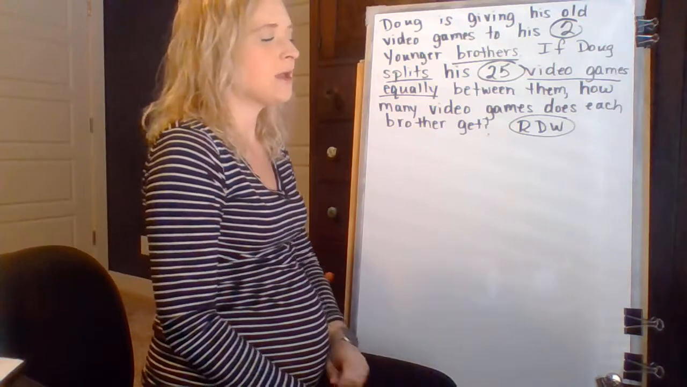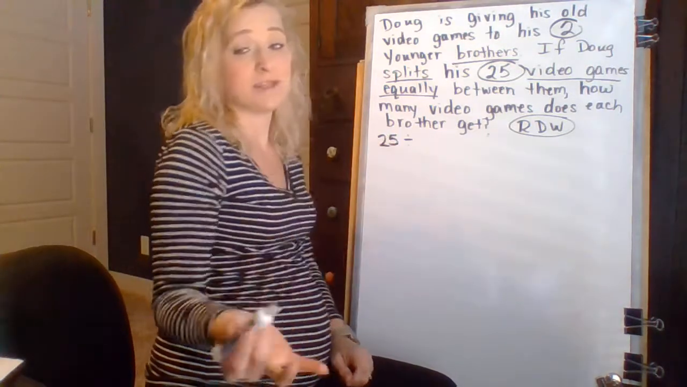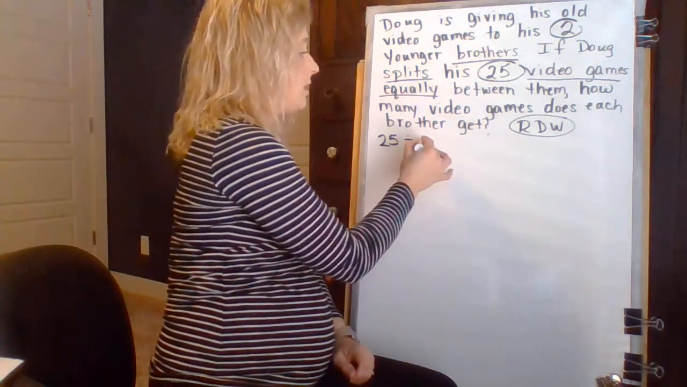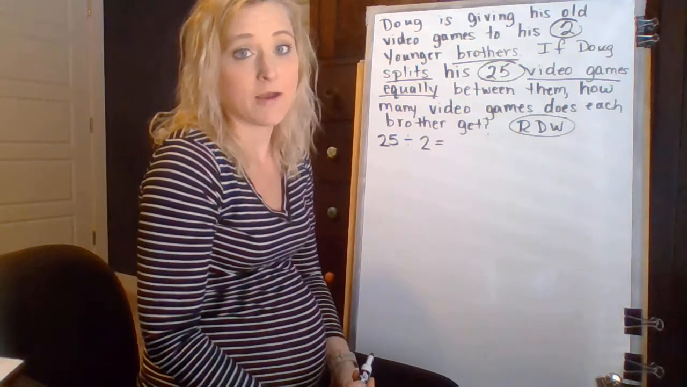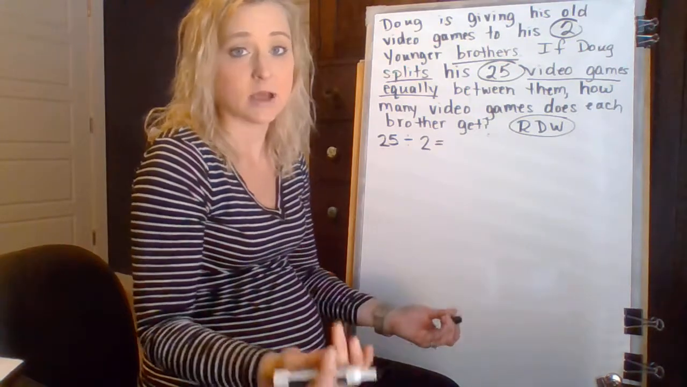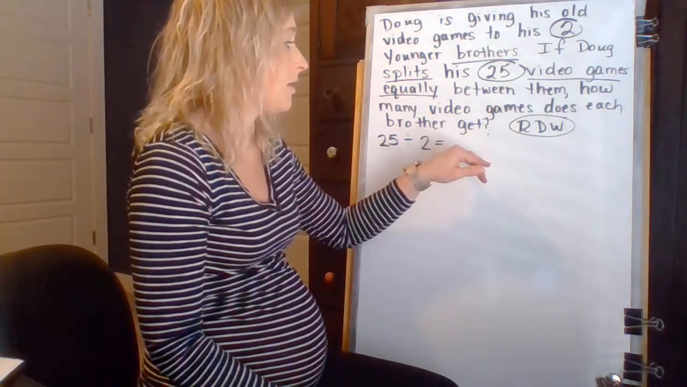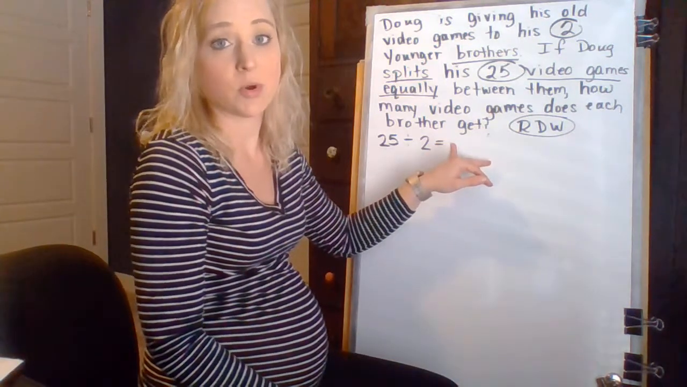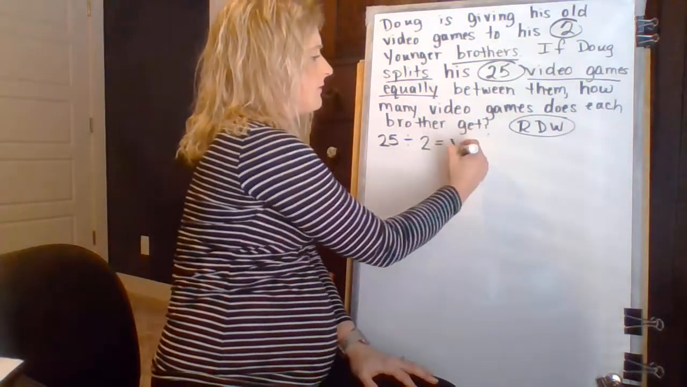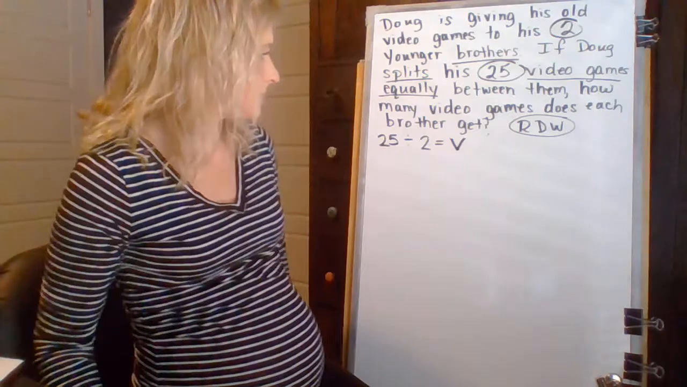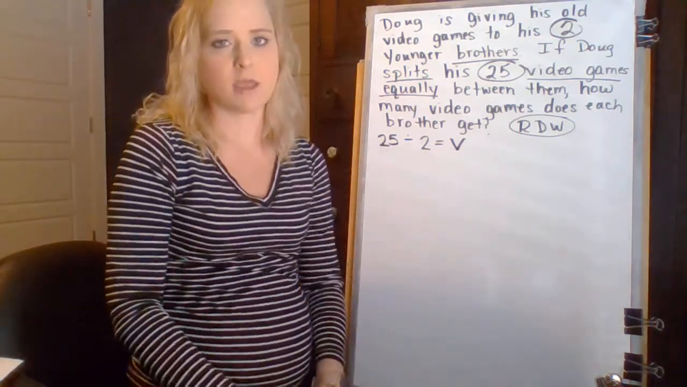So if I'm thinking and planning, I'm starting with 25 video games, and I'm going to be dividing them into 2 equal groups. That's going to give me some number of video games that each brother gets. We learned this year that if we don't know part of an equation, we can use a variable. Since this is video games, I'm just going to use the variable V for video games. So how many video games does each brother get? That gets us started into our thinking.